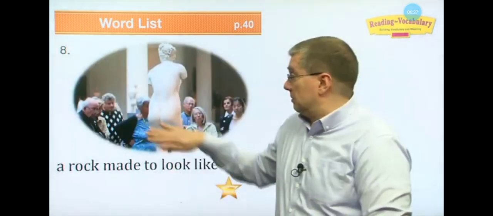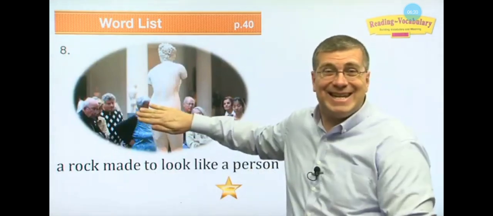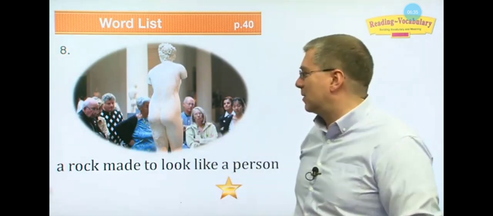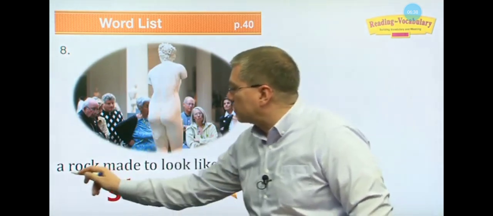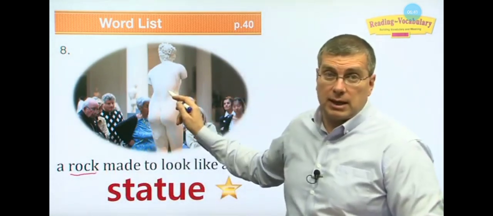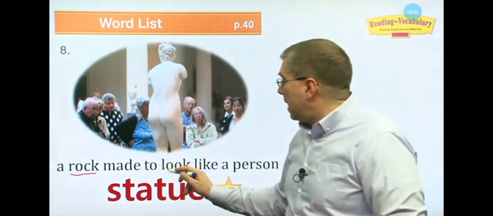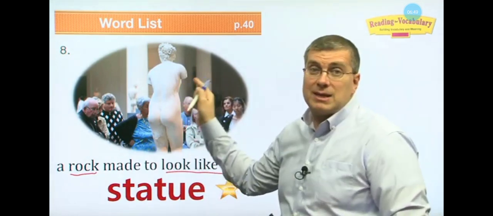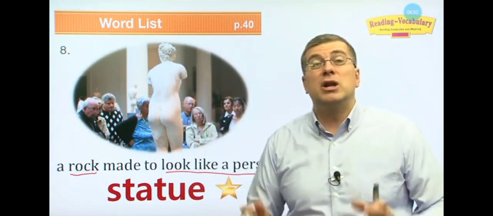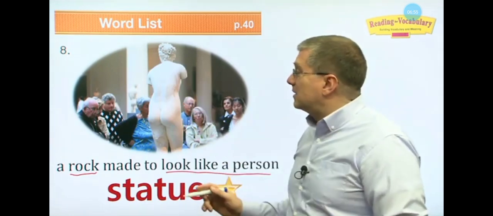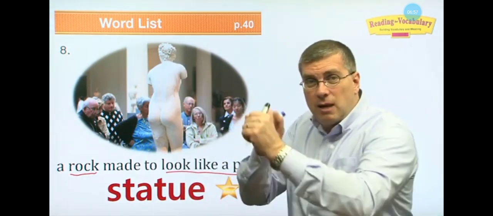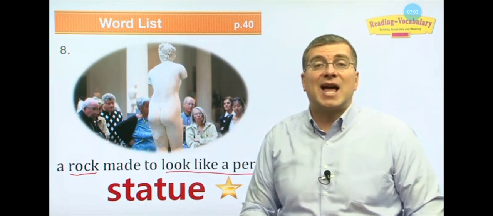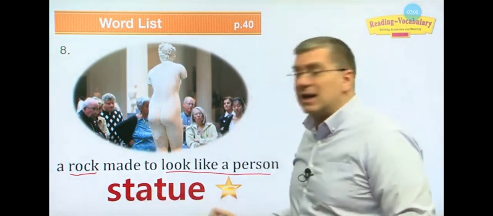Next, number 8. Be careful. This is a statue from a long time ago. A statue is a rock. It isn't a person. It's a rock. It can be made to look like a person. Wow, it's amazing. The person who makes a statue is a really good artist. The person who makes a statue uses a chisel and hammer to shape the rock. It looks like a person, and we call that a statue.